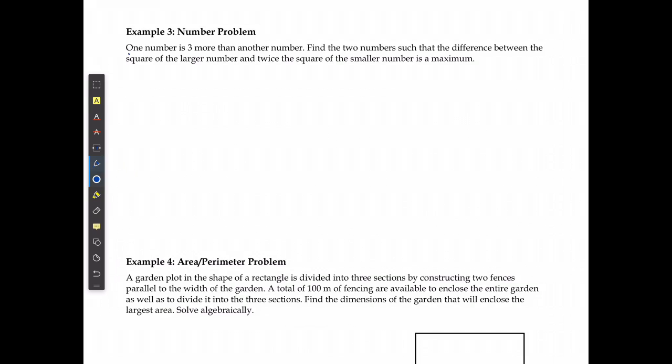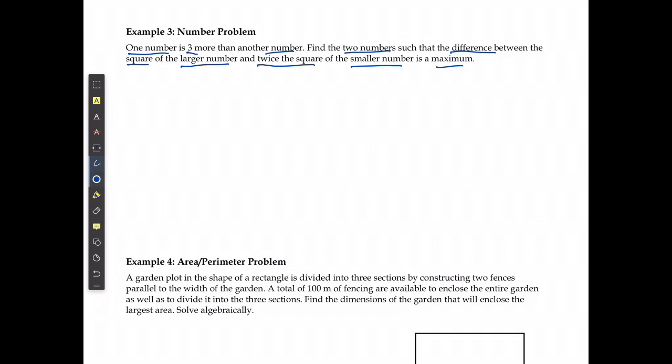One number is 3 more than another number. Find the two numbers such that the difference between the square of the larger number and 2 times the square of the smaller number is a maximum.